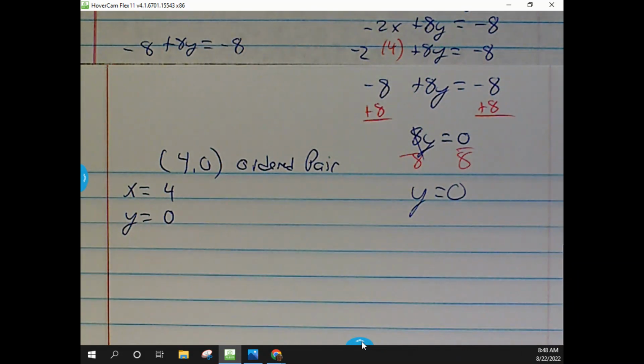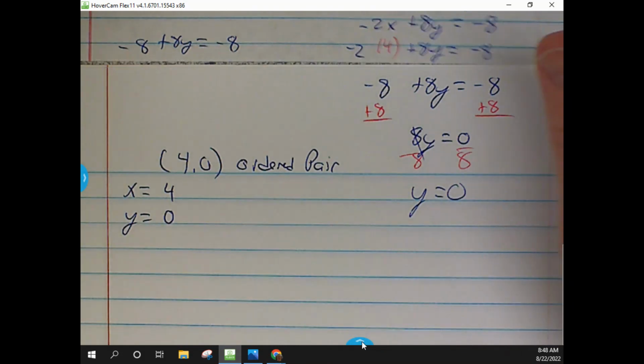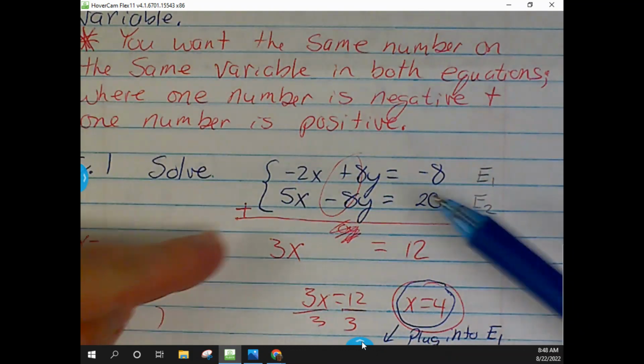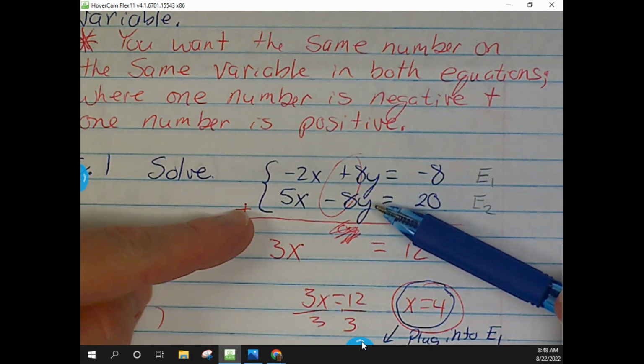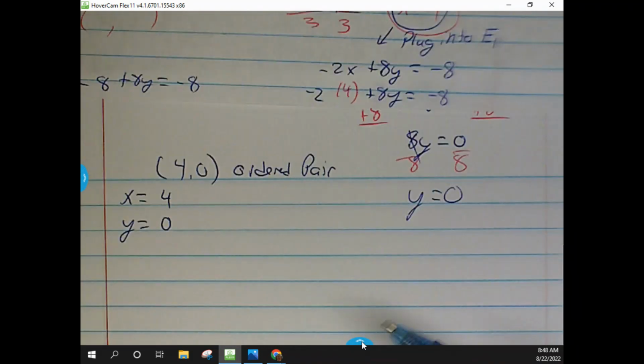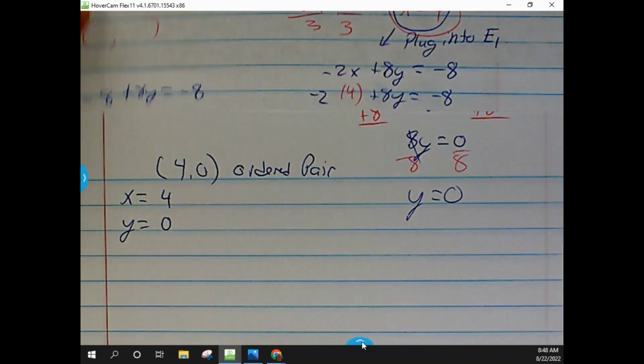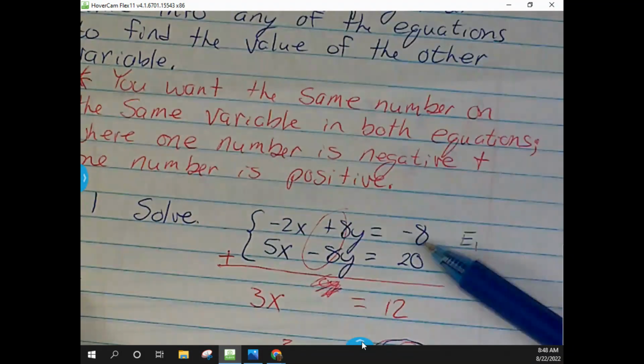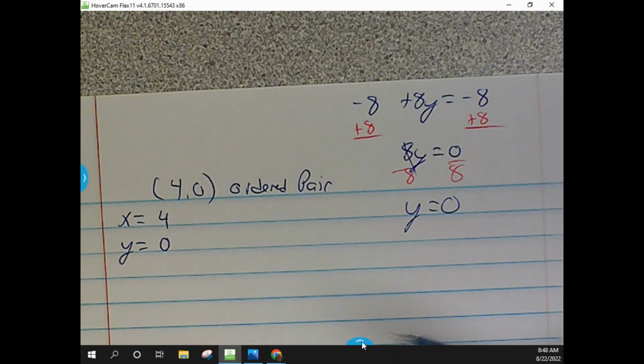Okay, now here's what we're going to get to tomorrow. I always like to show this part of it first. What this actually is, if you go back and do this, is we're going to graph these 2 lines. And so what this is telling us is where these 2 lines cross. So if we were to graph this line and this line, they would cross at the point 4, 0.